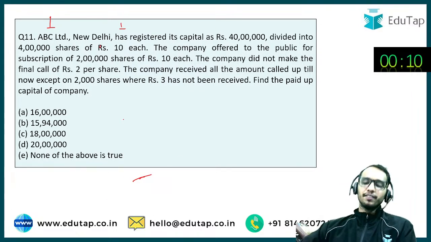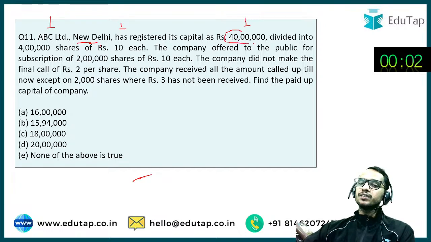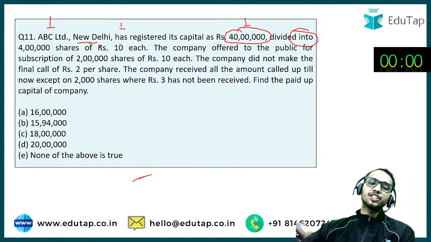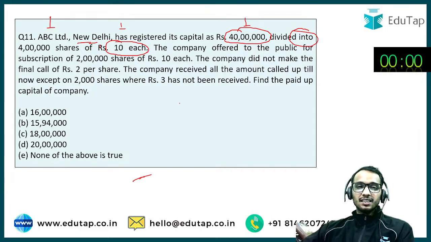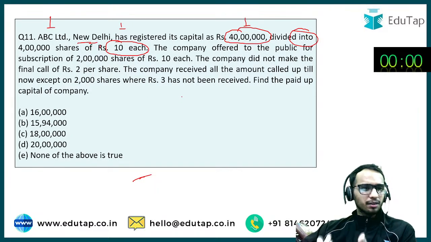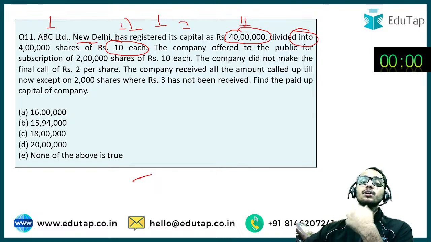Let's move to the 11th question. ABC Limited, New Delhi has registered its capital at rupees 40 lakh divided into 4 lakh shares of 10 each. Now, what is that? This is basically, okay, we don't know, acha, registered. So it is authorized capital. ABC Limited has registered its capital at rupees 40 lakh. So 40 lakh becomes your authorized capital.